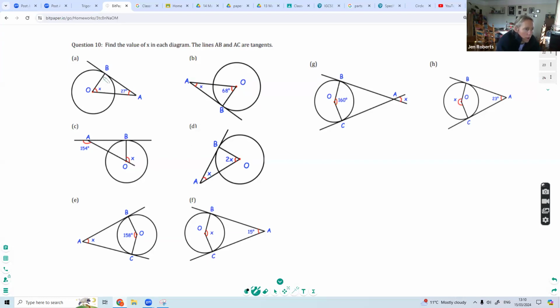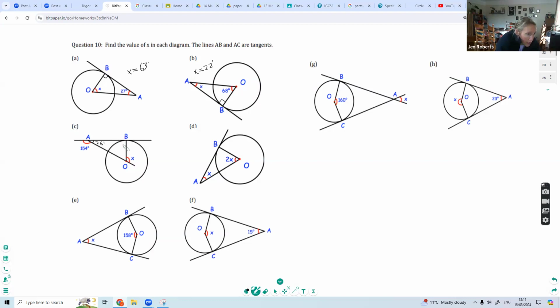Right, okay, for your first one, we've got a right angle here. 180, take off 27, take off 90, gives you x is 63. You've got your right angle there. Angles in a triangle add up to 180. 180, take away 68, take away 90, gives you x is 22. What about this one here? This one's a little bit more tricky. Angles in a straight line add up to 180. 180 minus 154 gives you this one here is 26.